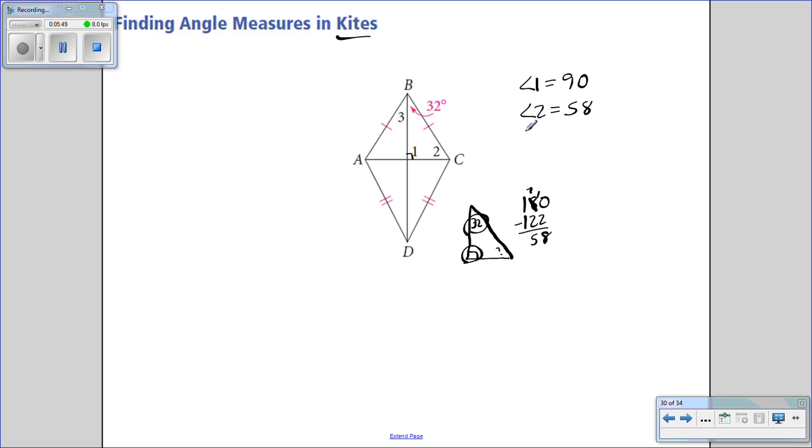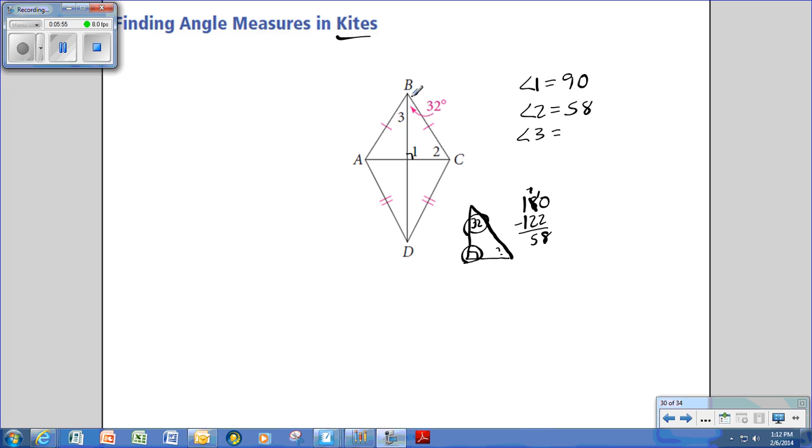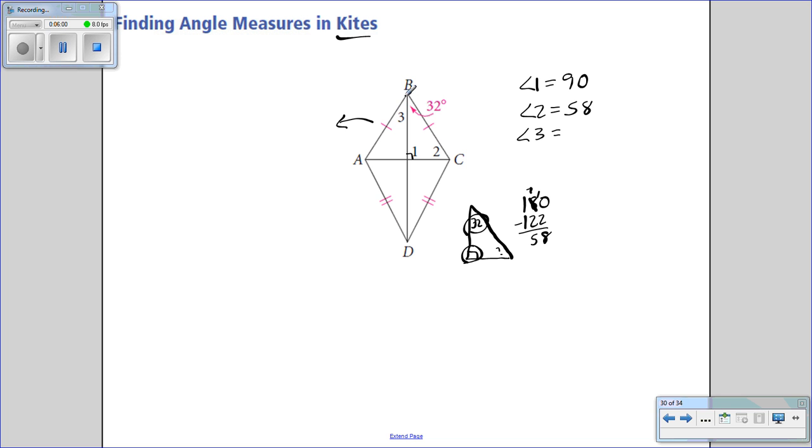Last, we have angle 3. What I'm going to do is take out this triangle right here, triangle ABC. Now, this triangle has two congruent sides. If you notice in this kite, those are the two adjacent sides. So this is an isosceles trapezoid. Or, I'm sorry, an isosceles triangle.